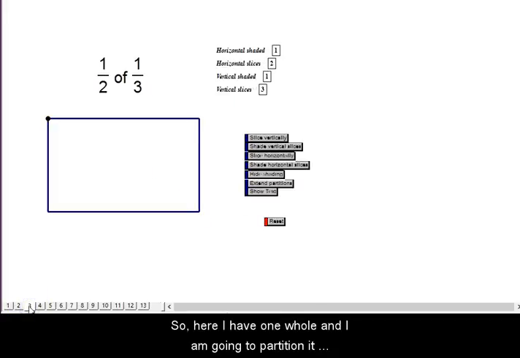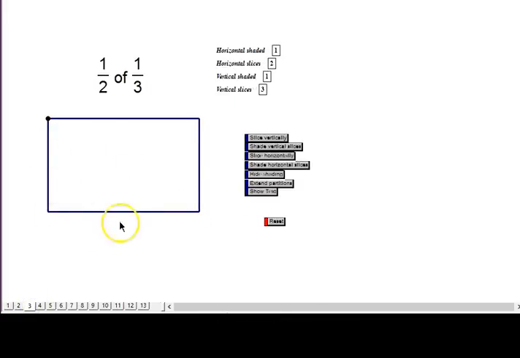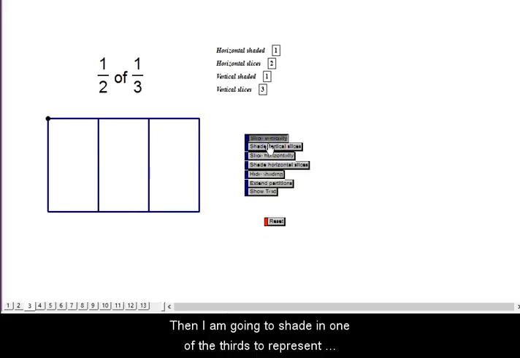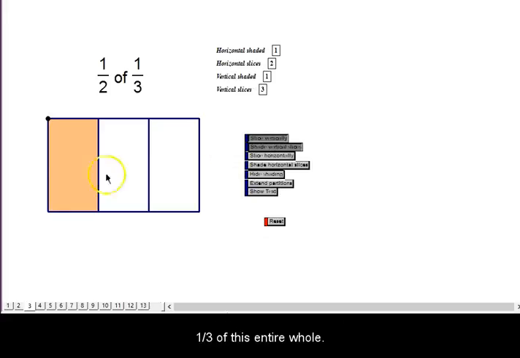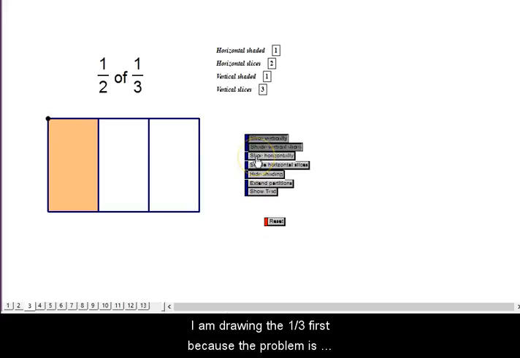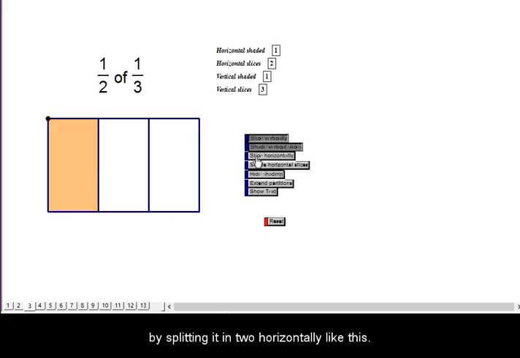So here I have one whole and I'm going to partition it into thirds like this. Then I'm going to shade in one of those thirds to represent 1/3 of this entire whole. I'm drawing the 1/3 first because the problem is phrased half of 1/3. So I need the 1/3 before I can find half of it. So now that I have this 1/3, I'm going to find half of it by splitting it in two horizontally like this, with 1/2 up here on the top and 1/2 over here on the bottom.